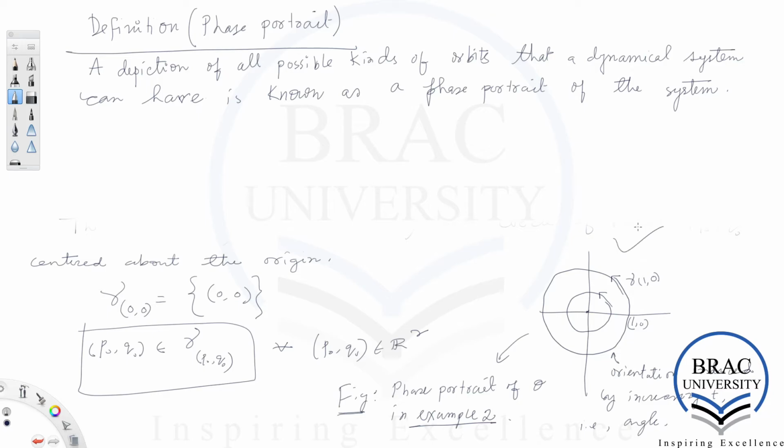The figure here shows the phase portrait of the dynamical system theta from R cross R2 to R2 given by example 2. This is the phase portrait for the dynamical system in example 2. Good. Now we move to the definition of an important notion in dynamical systems called the infinitesimal generator of a dynamical system.